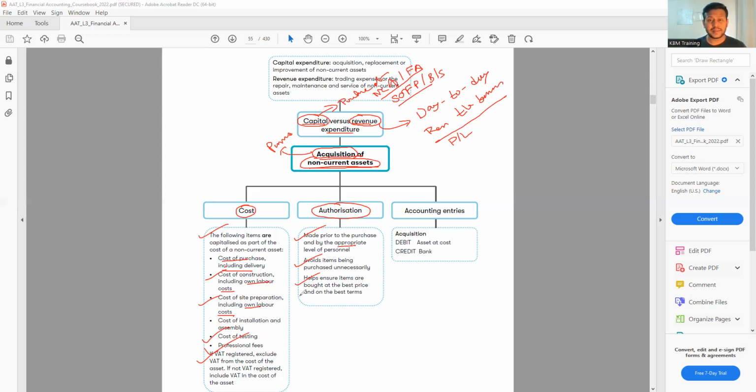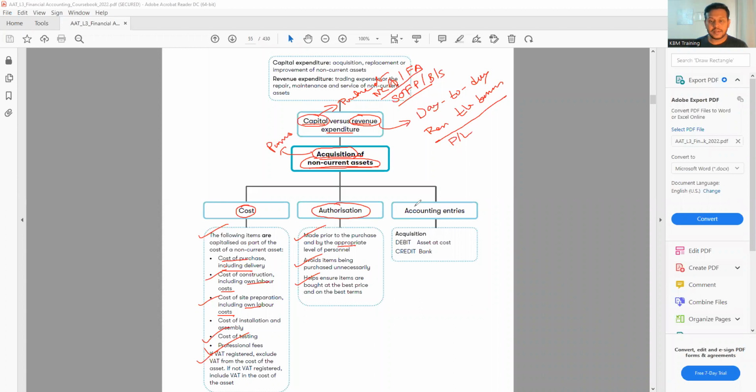Then it helps to ensure items are bought at the best price and on the best terms. Basically, this means that when you buy something, we need to make sure we have checked enough different suppliers so that we can have the best price. It is possible you buy something from somewhere because you don't want to check, or don't want to look for a different supplier, or haven't done enough negotiation, or maybe you have some benefit of your own, buying from relatives or friends. So you have to check what the best price is for the item we're buying. For that reason, authorization is very important.